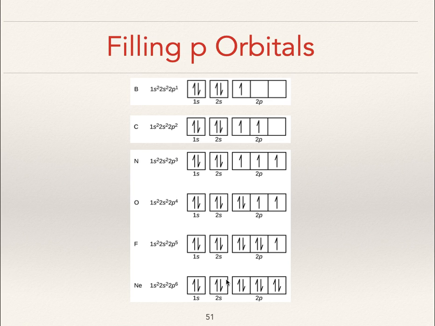We've filled up the 1s, we've filled up the 2s, we've filled up the 2p, and we're finished, right? Another thing you'll notice here is that we just keep adding electrons here. So it's always 1s2, 2s2, 2p1, 1s2, 2s2, 2p2, 1s2, 2s2, 2p3, and so on and so forth. This notation is simply counting how many electrons there are in the 2p orbital, right? 1, 2, 3, 4. This notation tells us nothing about which box the electrons are in or whether they're paired or unpaired or anything like that.